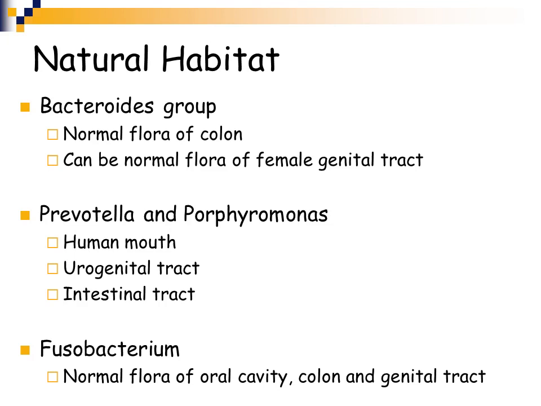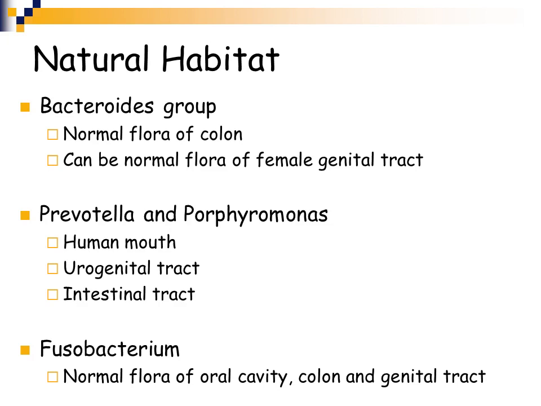Natural habitat. Now, Bacteroides, we already said, normal flora of the colon as well as the female genital tract, which is why Bacteroides can commonly cause bacterial vaginosis. And again, if you get that perforation in the colon, you can get Bacteroides in the bloodstream.